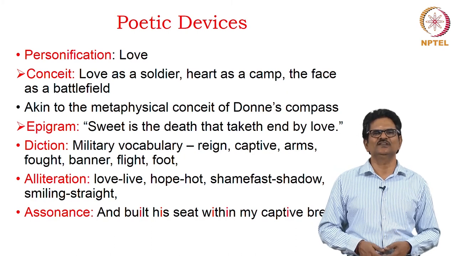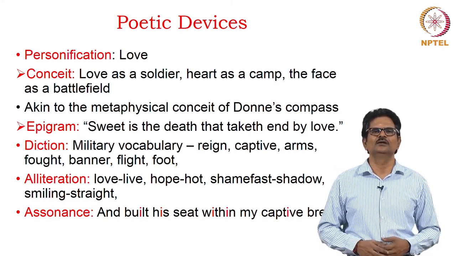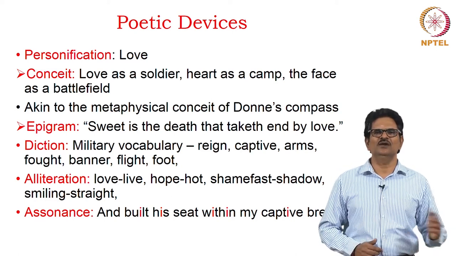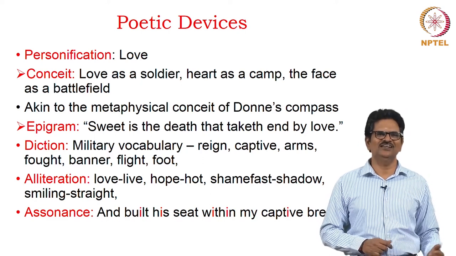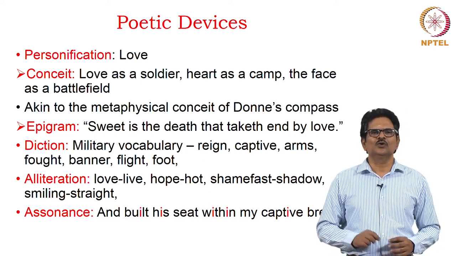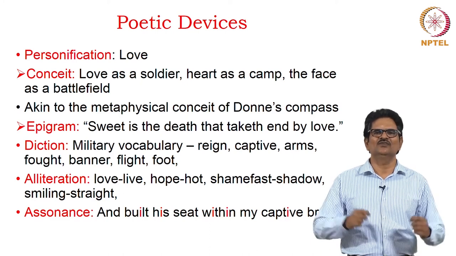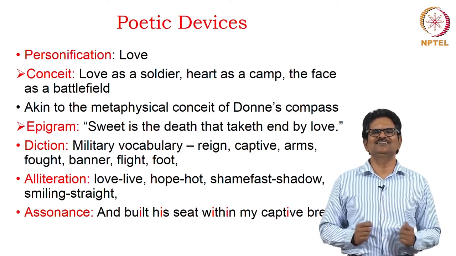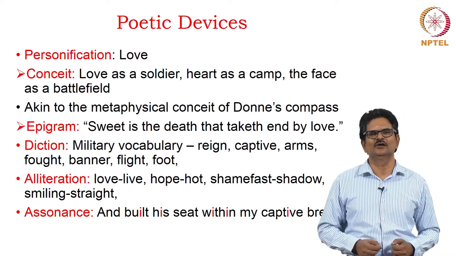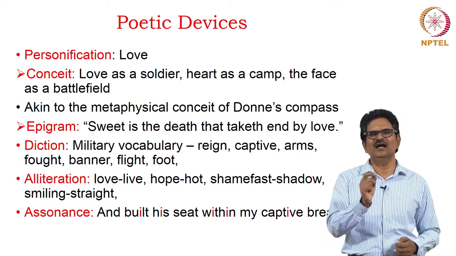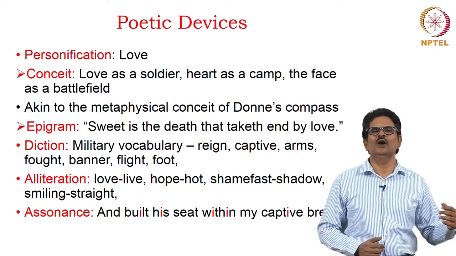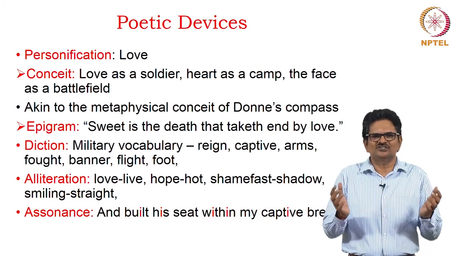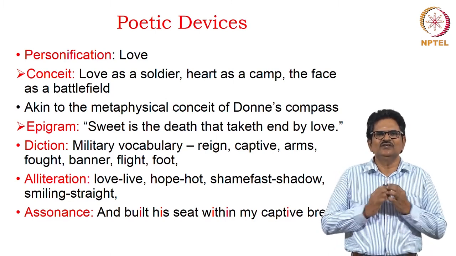This poem also uses alliteration quite effectively. There are many: love, live; hope, heart; shamefaced, shadow; smiling, straight. Quite interestingly, this poem has one whole line with this assonance: and built his seat within my captive breast. You can see the highlighted letter I in built, his, within, captive. Probably the poet is trying to say that the whole idea is within his heart.